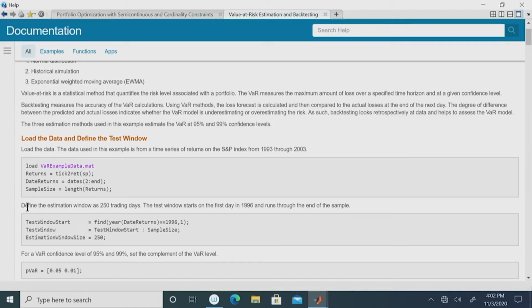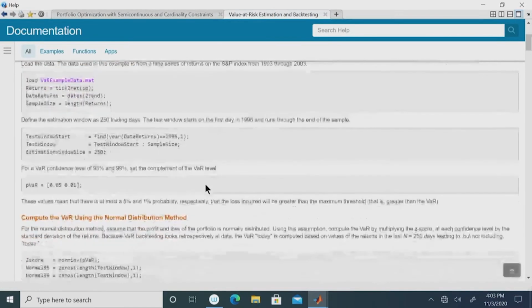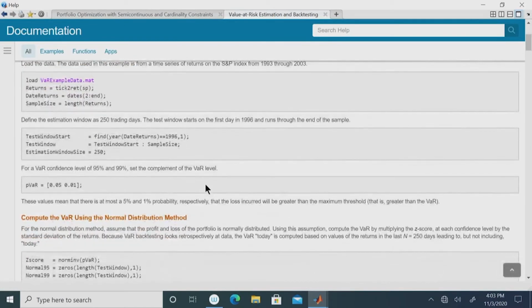Now, we define the estimation window as 250 trading days. That means that we will make an estimate of the value at risk for, say, 1 day into the future, making use of the data for the preceding 250 trading days. The data being used here starts on the first day of 1996 and runs through the end of the sample. So, in this example they are really looking at a very large data set.